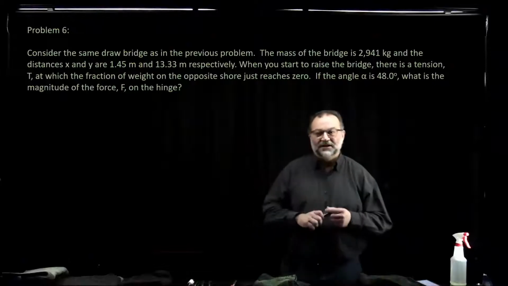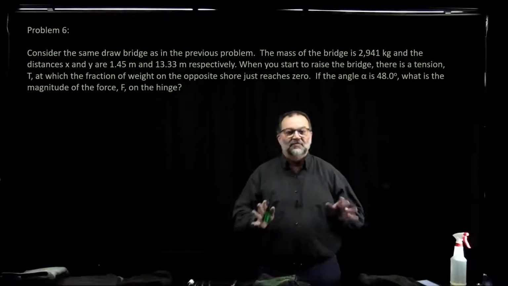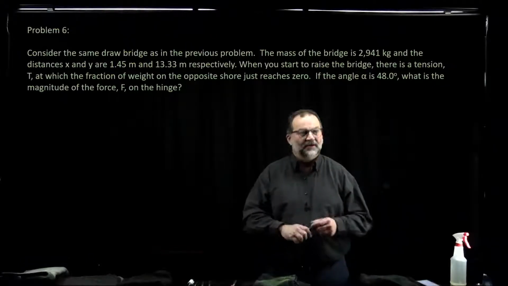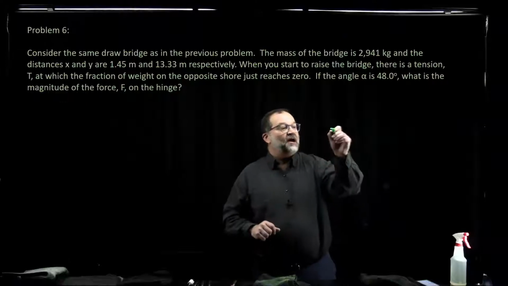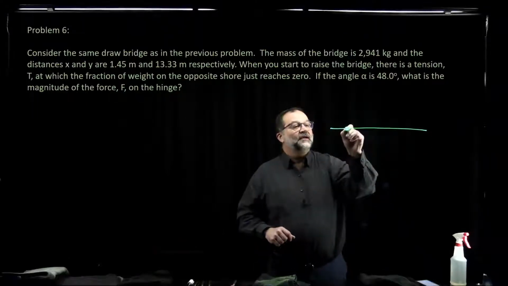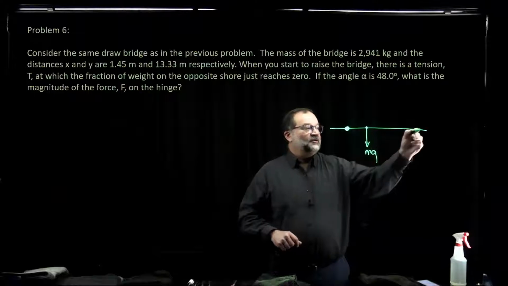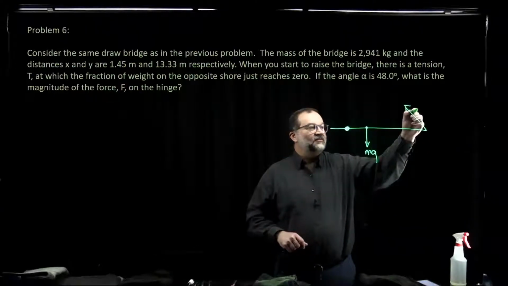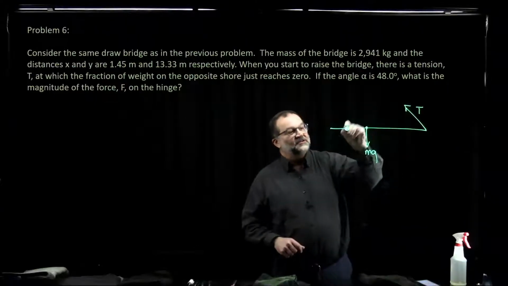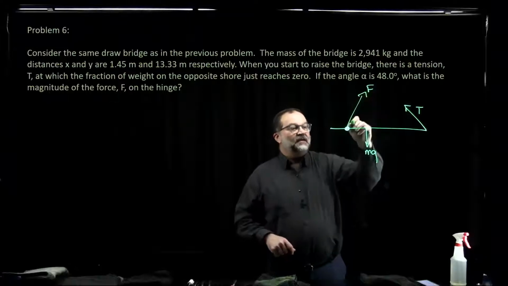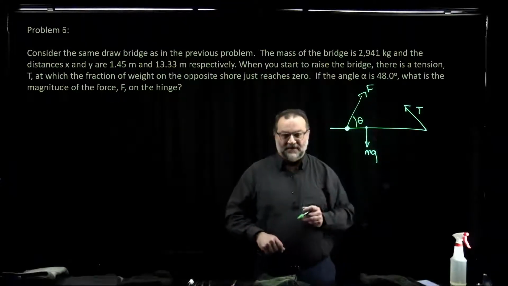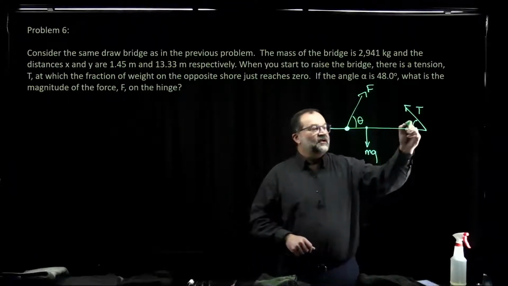In this problem, we're extending the drawbridge problem one more step. All right, so we have, again, our hinge. We have our center of gravity, mg. We have the tension T over here. And there's some force F on the hinge at some angle theta. This is our angle alpha.